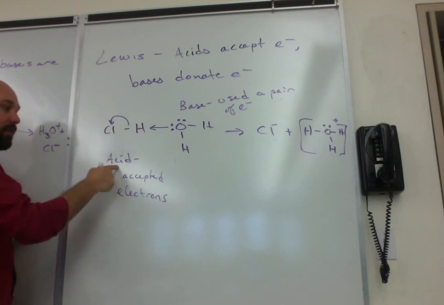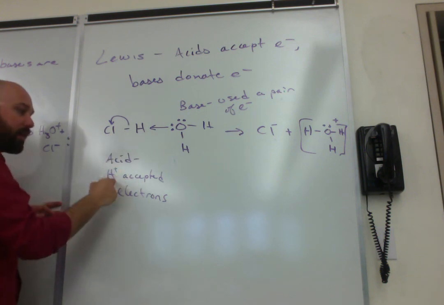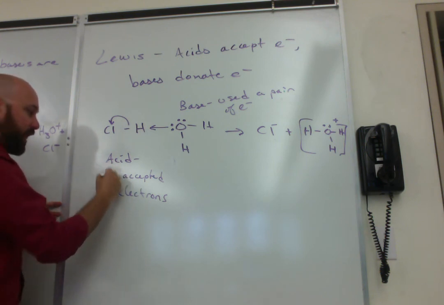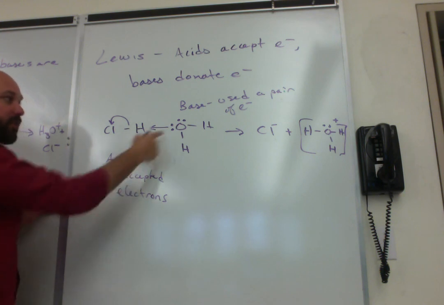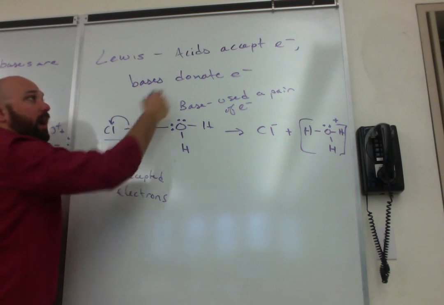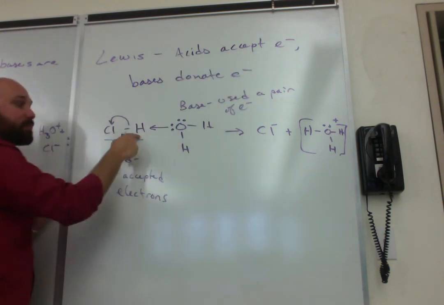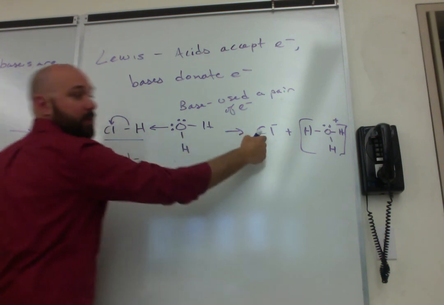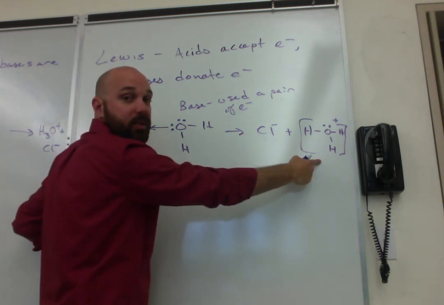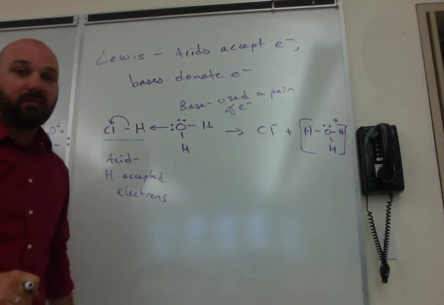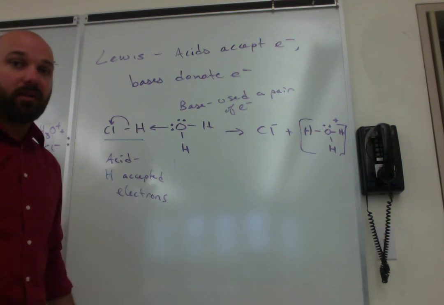Hydrochloric acid is a hydrogen ion. The hydrogen accepted the electrons. So HCl is one compound until the hydrogen accepts those electrons from water, donating the rest of the electrons to chlorine to make chlorine negative, and then we get our H3O+ ion again. That was pretty much as quick of a job as I could have done with the three different types of acids.